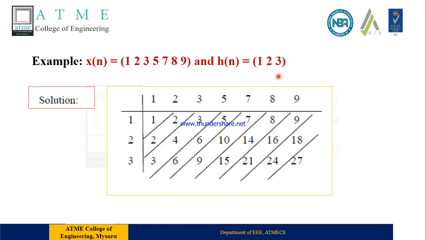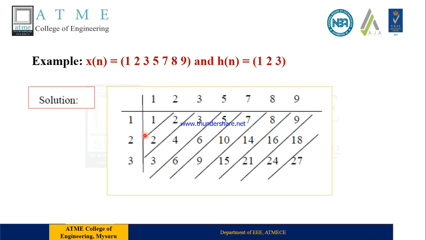To solve this, first put the samples in the form of a table. 1, 2, 3 is your h of n, the impulse samples, and x of n is 1, 2, 3, 5, 7, 8, 9. Once you are done with this, multiply each sample: 1 into 1 is 1, 1 into 2 is 2, 1 into 3 is 3, and so on up to 9. Similarly, 2 into 1 is 2, 2 into 2 is 4, 2 into 3 is 6, 2 into 5 is 10, up to 2 into 9 is 18. Similarly, 3 into 1 is 3, 3 into 2 is 6, 3 into 3 is 9, up to 27.